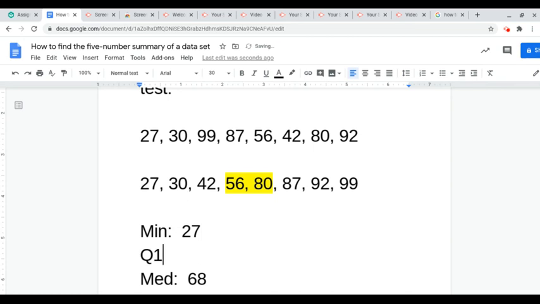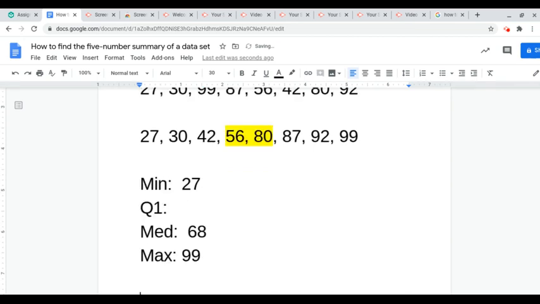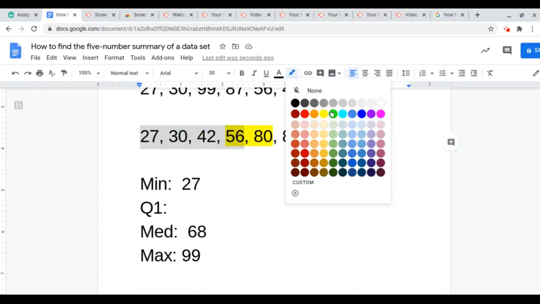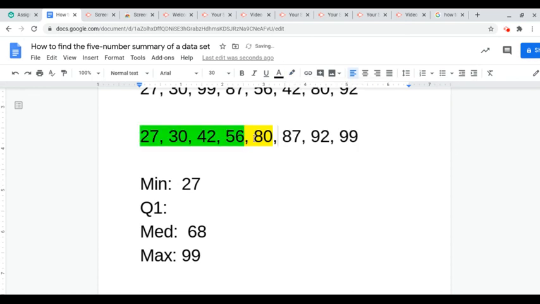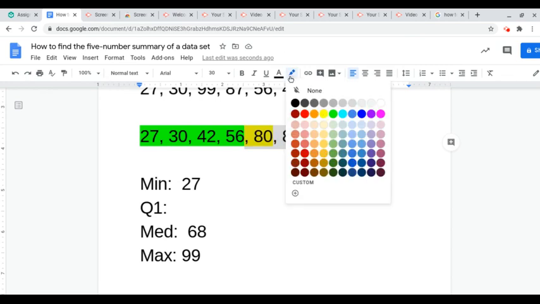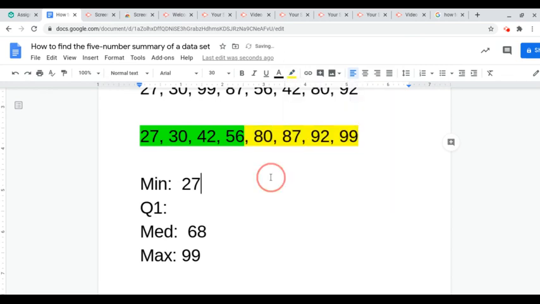Now, finding the Q1 is going to be a little bit different from how we found it in the last example. This time, we're going to divide our data set in half. I'm going to highlight the first half in green, and the second half in yellow. To find the Q1, we're going to find the median of the first half of the data set.